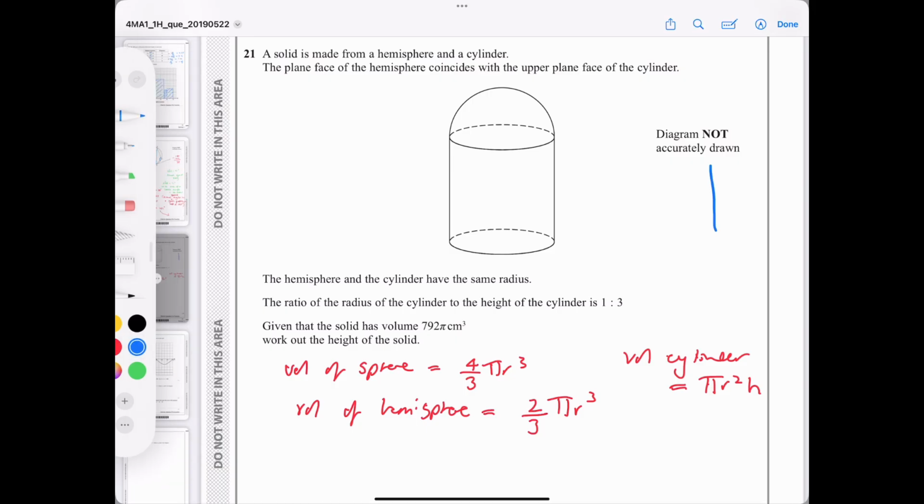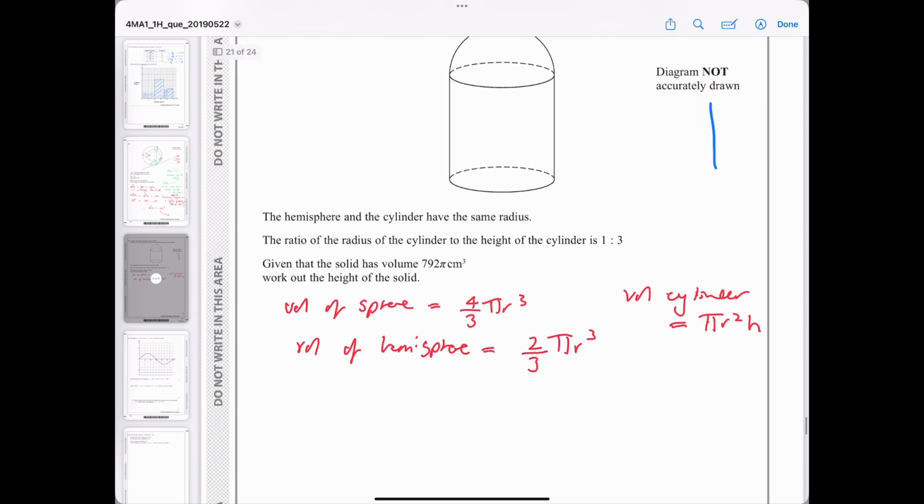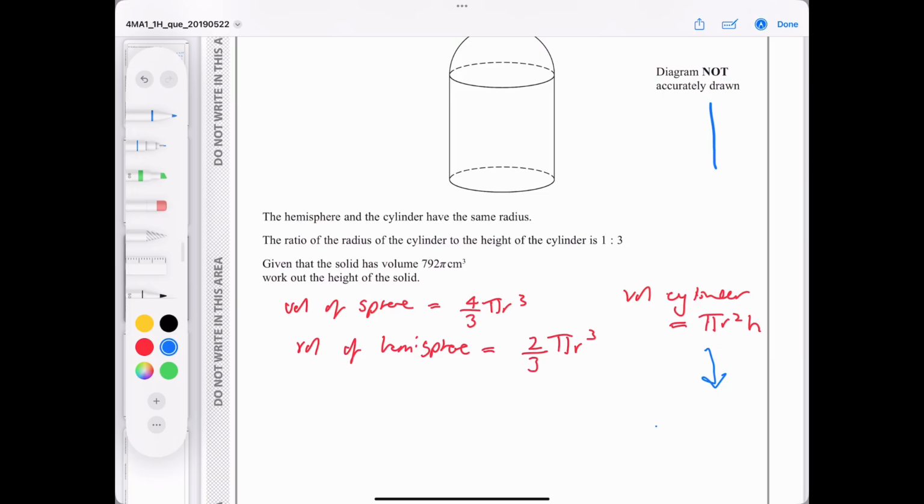On top of this, we know that the ratio of the radius of the cylinder to the height of the cylinder is 1:3. So if the radius equals r, then the height equals 3r. So we know the volume of the cylinder would be pi r squared times 3r.